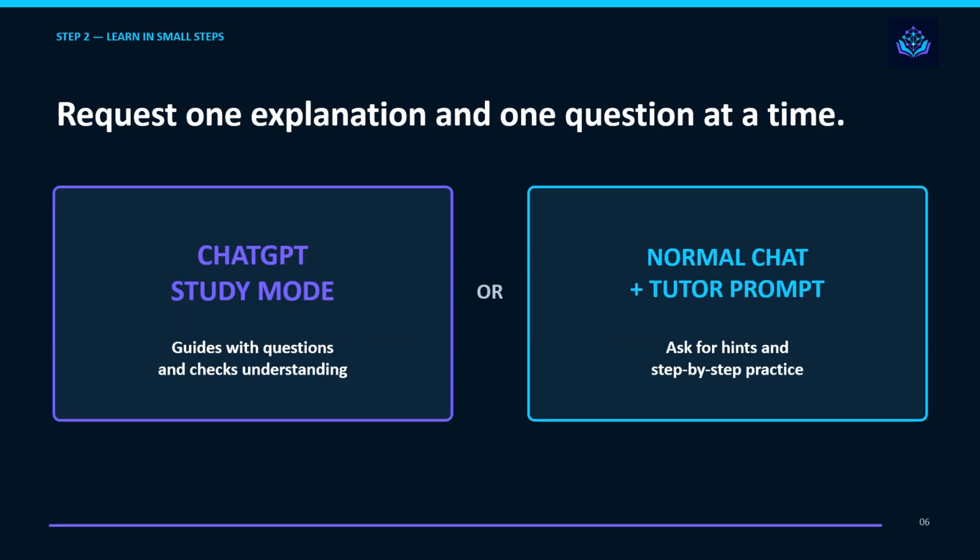Step 2. Ask for one small explanation and one question at a time. In ChatGPT, study mode is designed for this kind of guided learning. You can also use the tutor prompt shown here in a normal conversation.